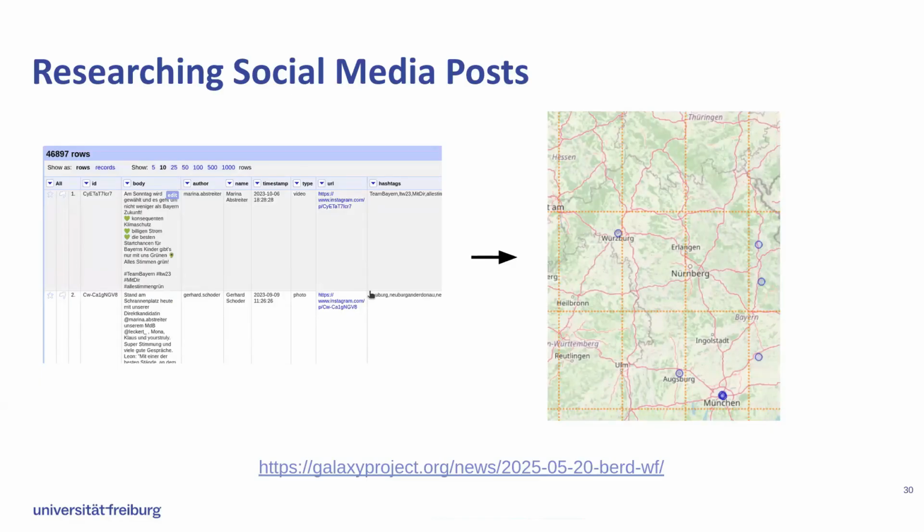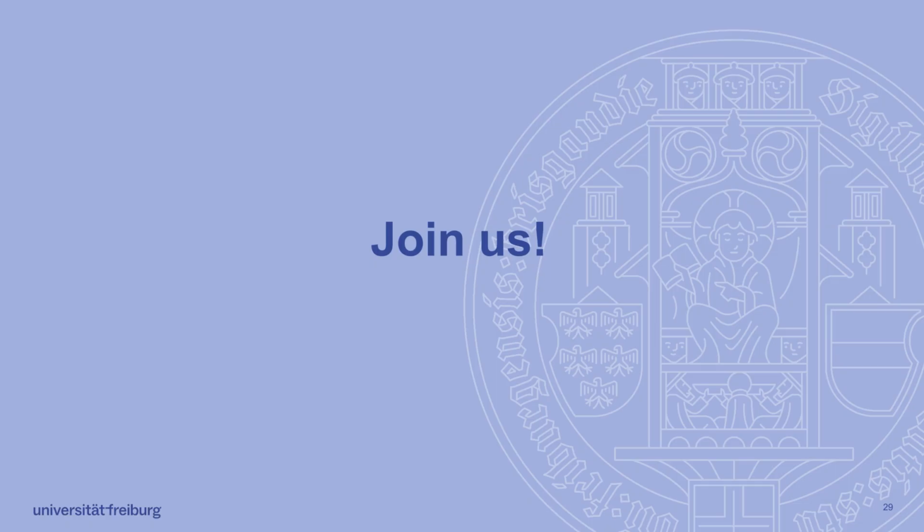I also worked with social media posts. So I used a data set from the BERT data portal, which was on the elections in Bavaria, and I wanted to know where most of those Instagram posts originated from. So I could easily map those with Galaxy on a map and see that most of them were actually coming from Munich, particularly from the Landtag, where all the politicians were meeting. So these are some small ideas.